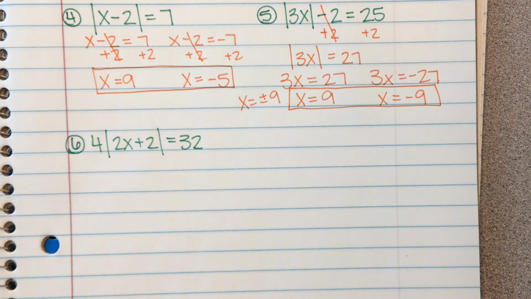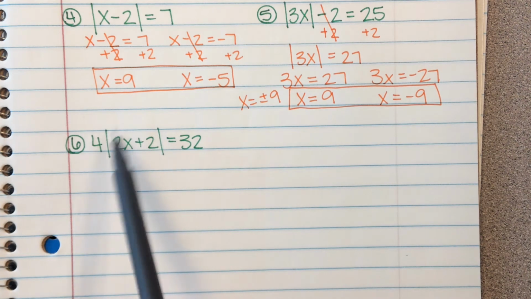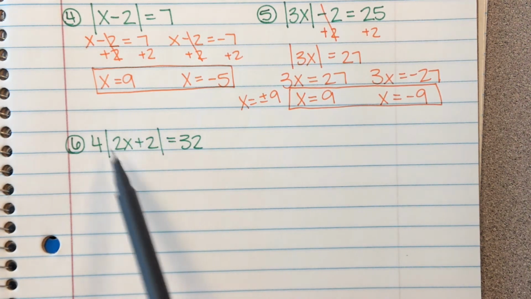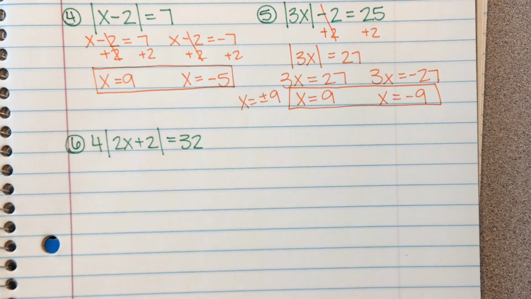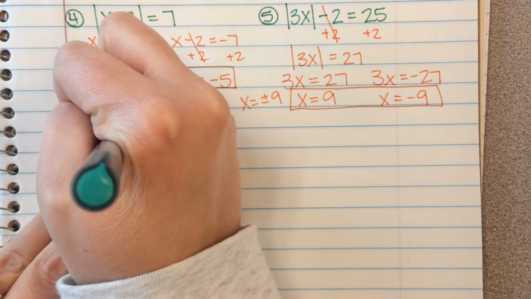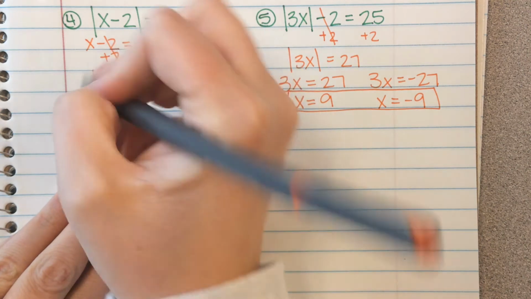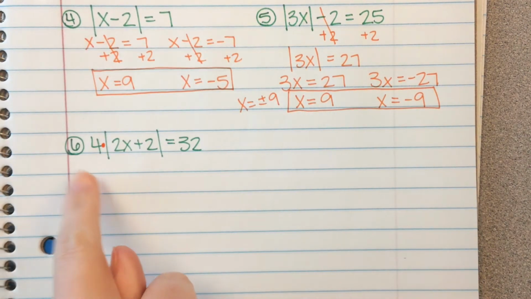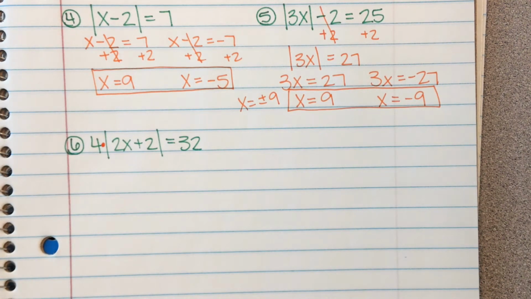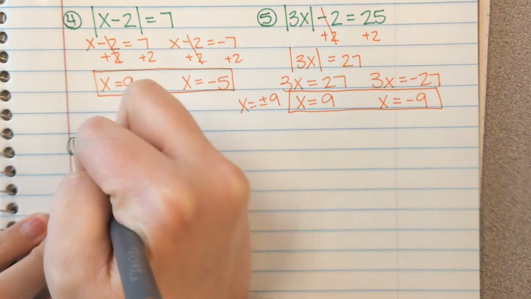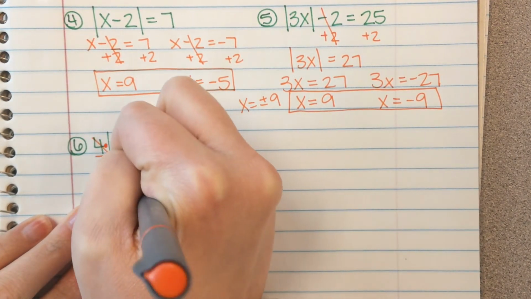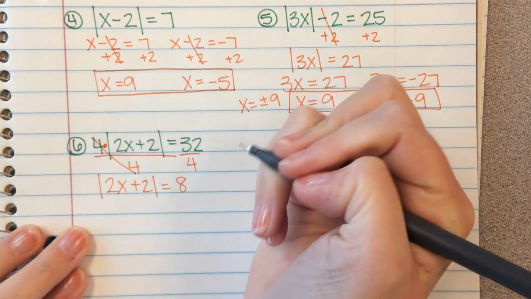Okay, number 6 is a little bit different as well. This time on the inside of the bars, we have a 2-step equation, and then on the outside, we're multiplying by a 4. So it's important to note that here we have a multiplication dot between the 4 and the absolute value bars. So what do we do when we multiply by something? We divide it. So we're going to divide both sides by 4, and we get the absolute value of 2x plus 2 equals 8.